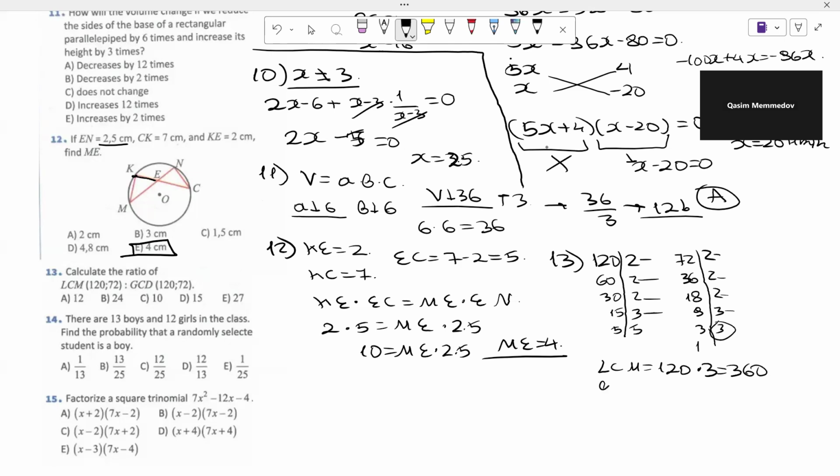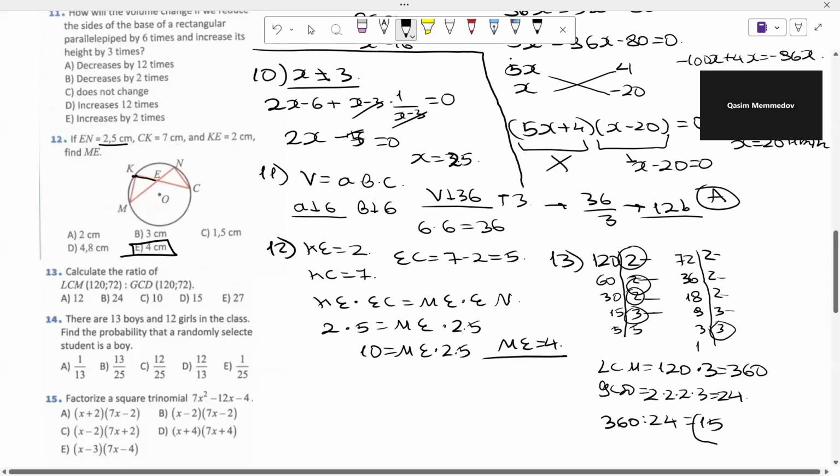And when we find GCD, we must multiply common factors. 2, 2, 2, and 3. 2 multiplied by 2 multiplied by 2 multiplied by 3. It equals 24. And the final result is 360 divided by 24. And our answer is 15.